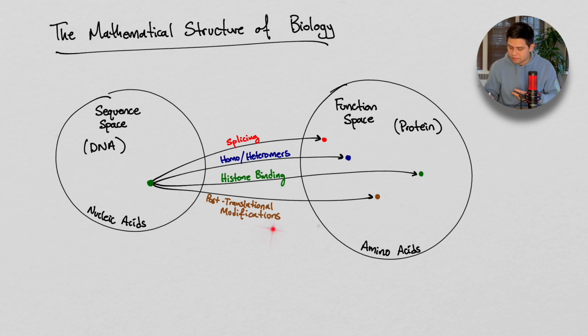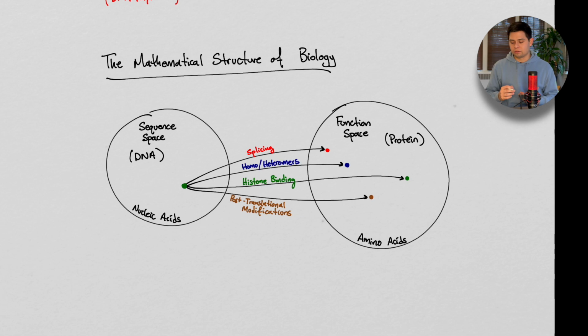And then last but not least, post-translational modifications. So depending on the environment, what's around at the time, the DNA sequence that gets transcribed can get post-translationally modified, and then the protein gets produced, and this protein has some sort of different type of function as opposed to if it was modified in a different way. Okay, this is the mathematical structure of biology.